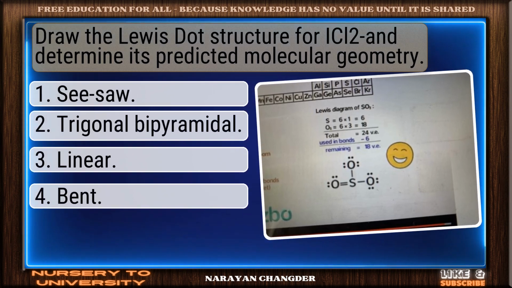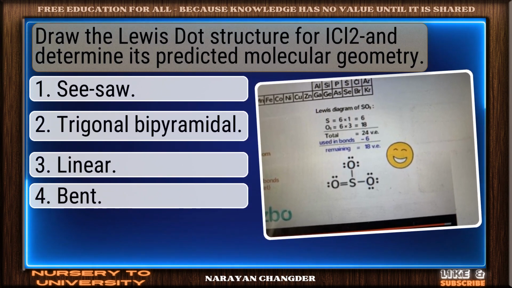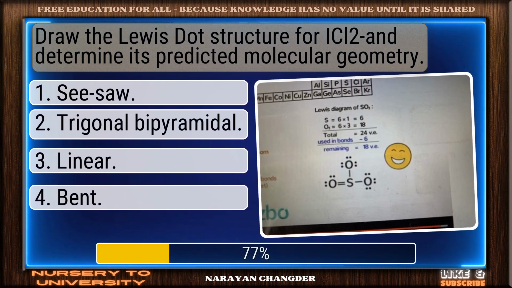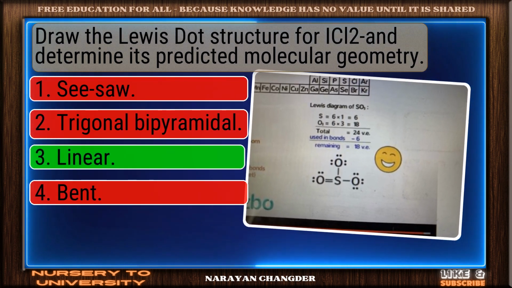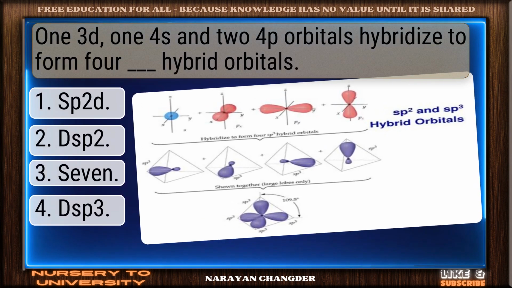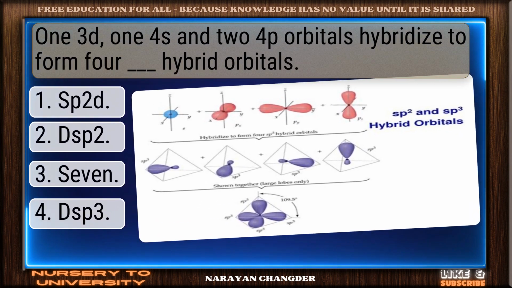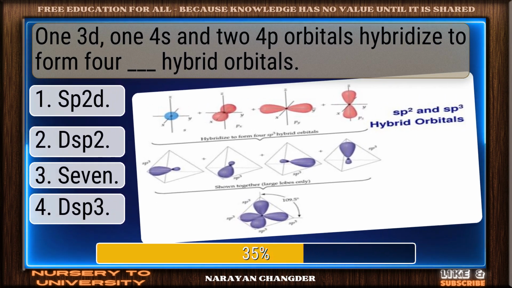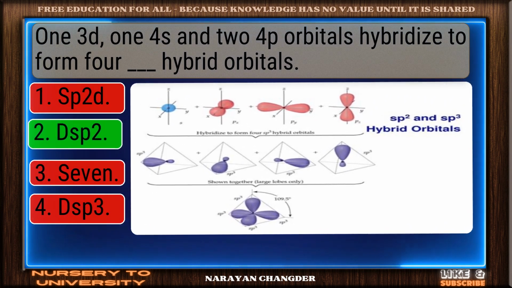Draw the Lewis dot structure for I2 and determine its predicted molecular geometry. Well reasoned. Linear is the correct choice. One 4s and 2 4p orbitals hybridize to form 4 dash hybrid orbitals. Correct. It is the right answer.